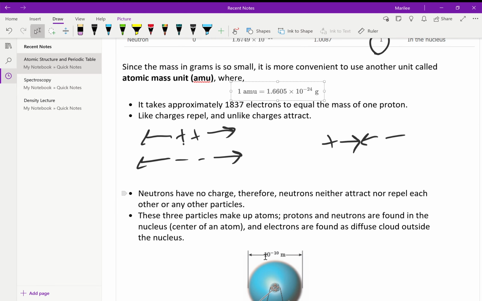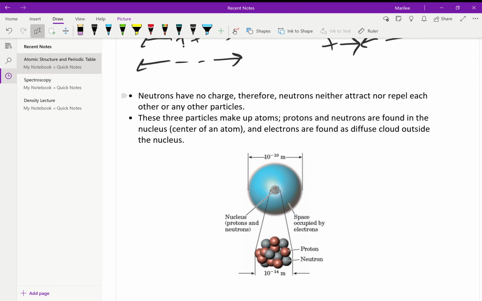So protons, neutrons, and electrons make up an atom. We know that the protons and the neutrons are found in the nucleus, which is the center of the atom, as shown here. This is the nucleus, center of the atom. And then all this cloud space is where the electrons can be found.